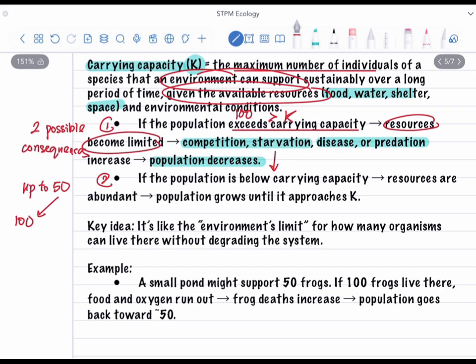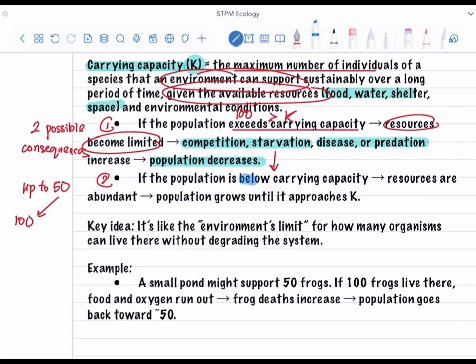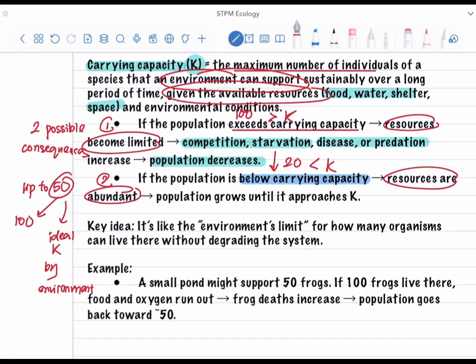So if the population now is below the carrying capacity, which means this 50 is still more than the current population, we assume this 50 is the ideal carrying capacity of the environment. So let's say now the population has only 20 organisms in the area, so the resources are actually still abundant. So the population will continue to grow until it approaches K.